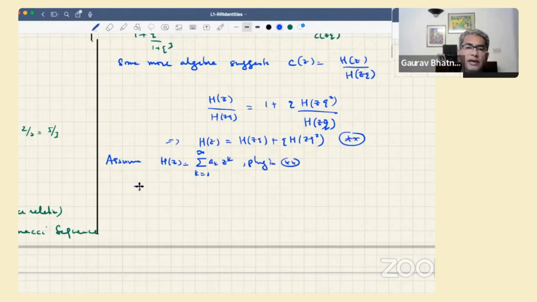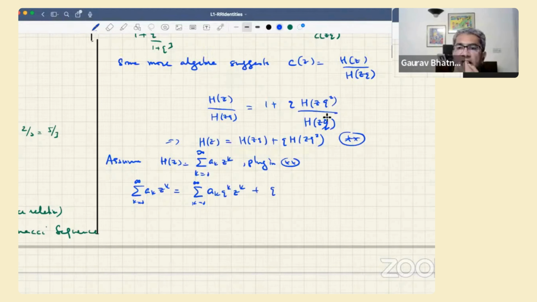So what do we get? We get the summation of a_k z^k, k going from 0 to infinity. Replace z by zq, so it's a_k q^k z^k, k going from 0 to infinity, plus q times q squared. So there is something wrong here.